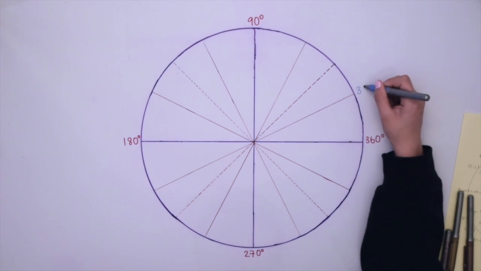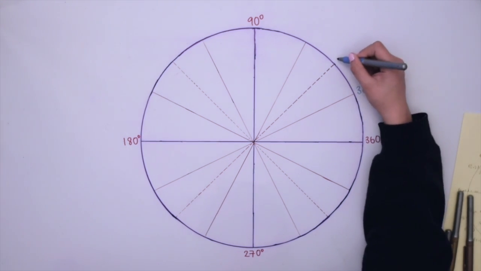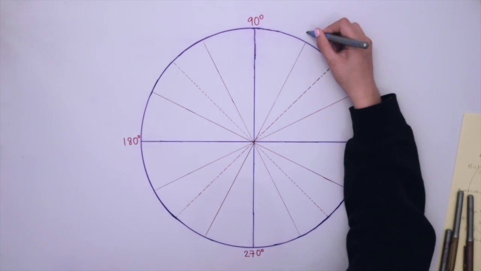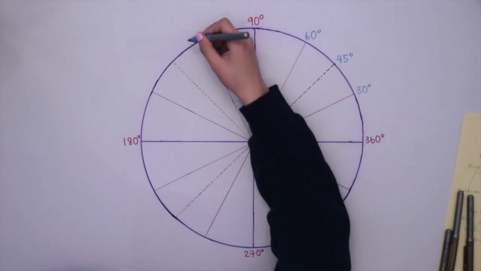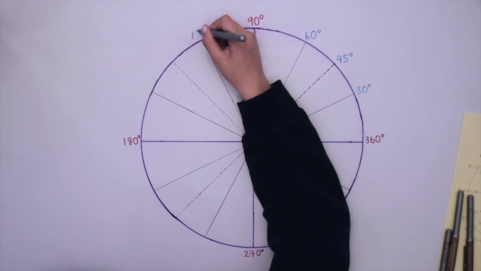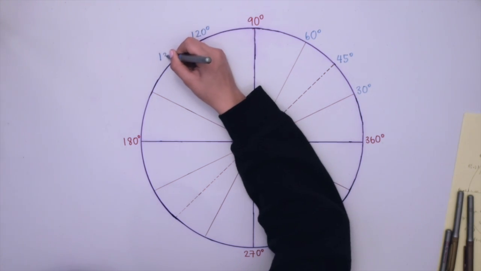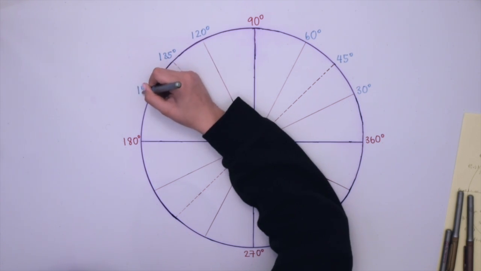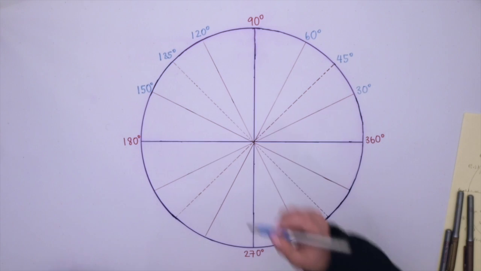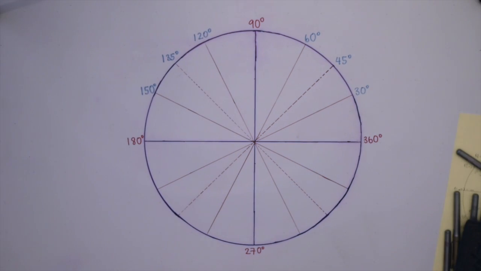The first one would be 30 degrees, the second one would be 45, then 60. That would complete our first quadrant. Then moving on to quadrant 2, we have 120, we have 135, we have 150. As you can see, there is a pattern going through even quadrant 1 and 2.